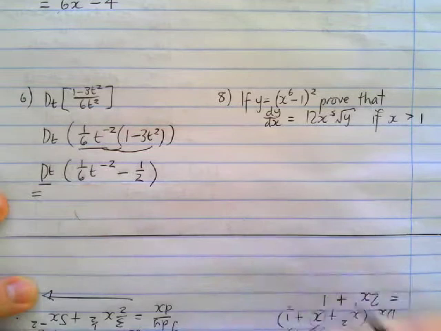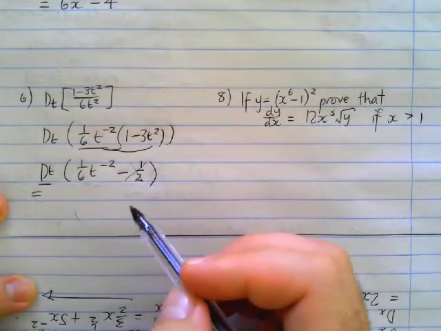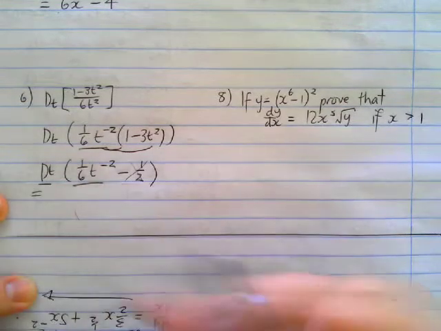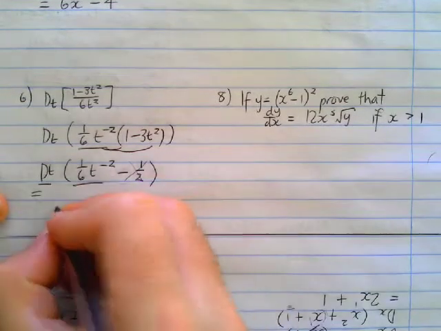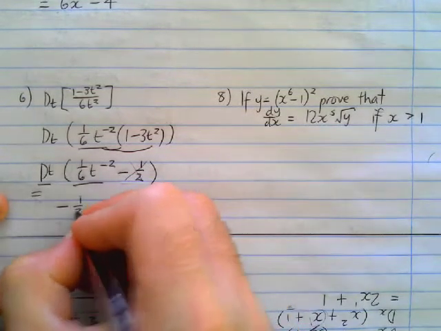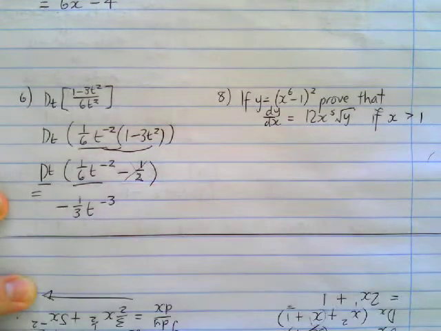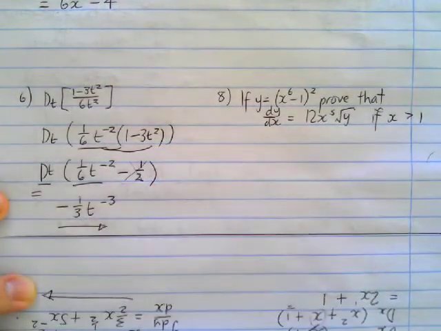Now to actually find the derivative, this is going to fall away because it's a constant, so it's just going to give 0. But this term here, when we derive it, is going to be negative 2 over 6, which is 1 over 3, and t to the power negative 3. There is our first derivative in number 6.